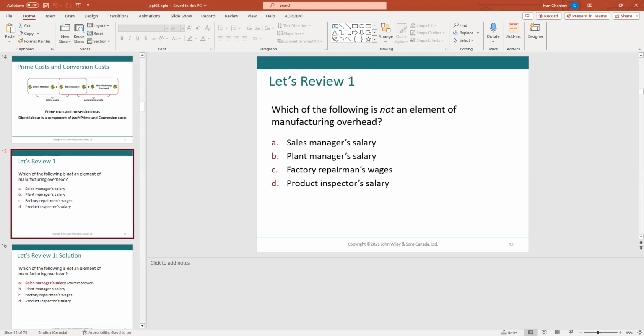That brings us to the first question. Which of the following is not an element of the manufacturing overhead? Anything which is not related to the product will directly not be manufacturing overhead. That would be the salary that is not related to our product: the sales manager salary. Sales managers, yes, that's not in the production. He is part of the period cost.